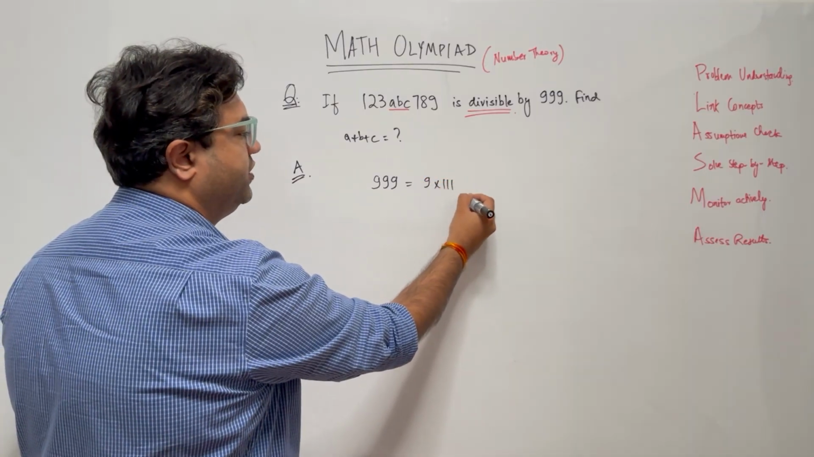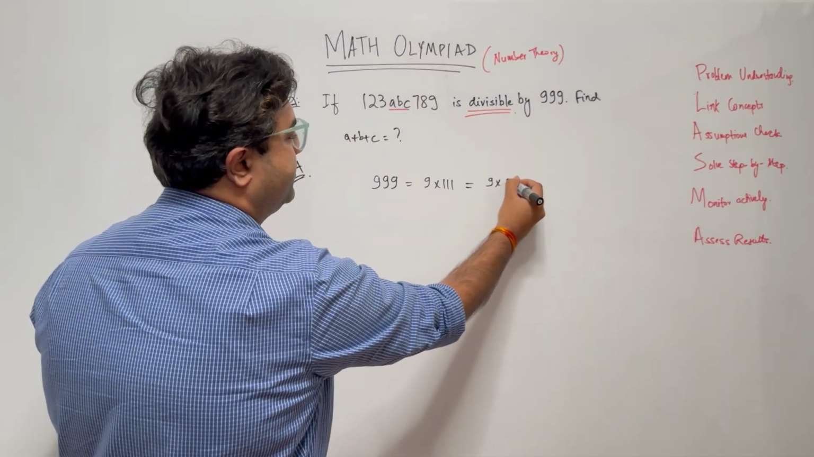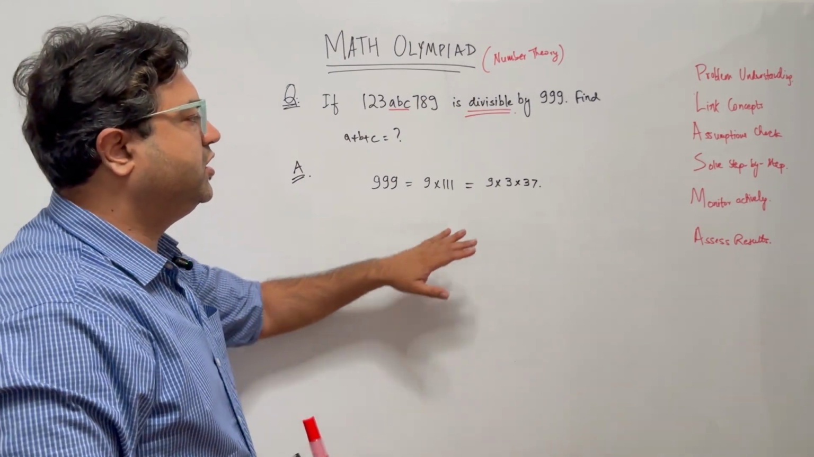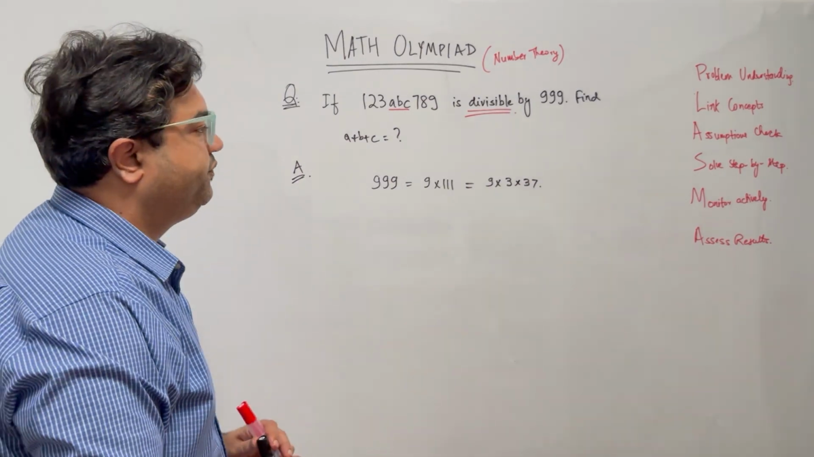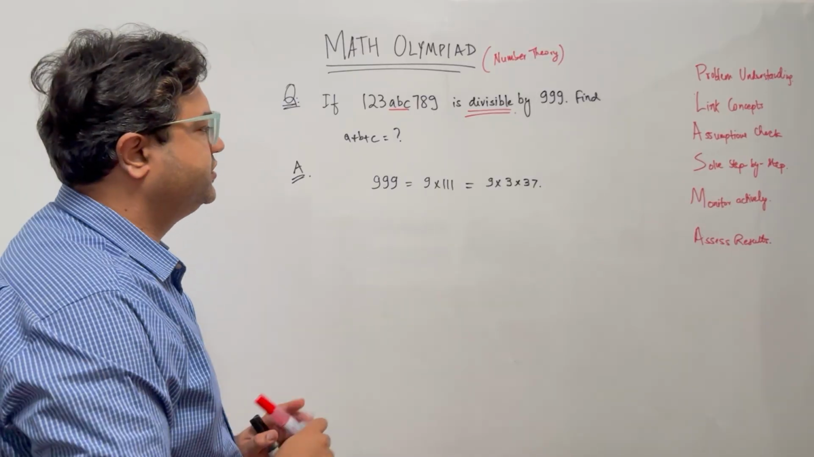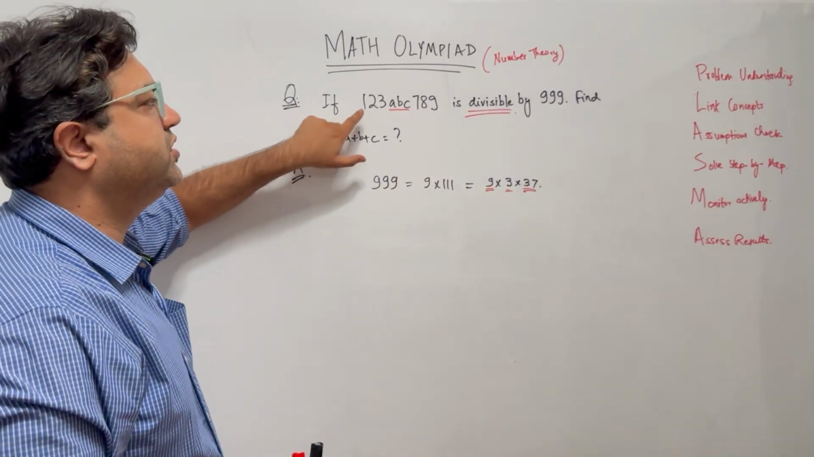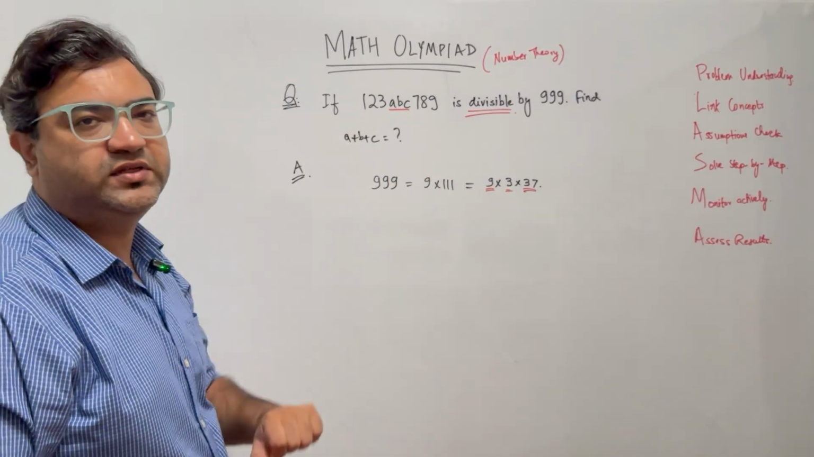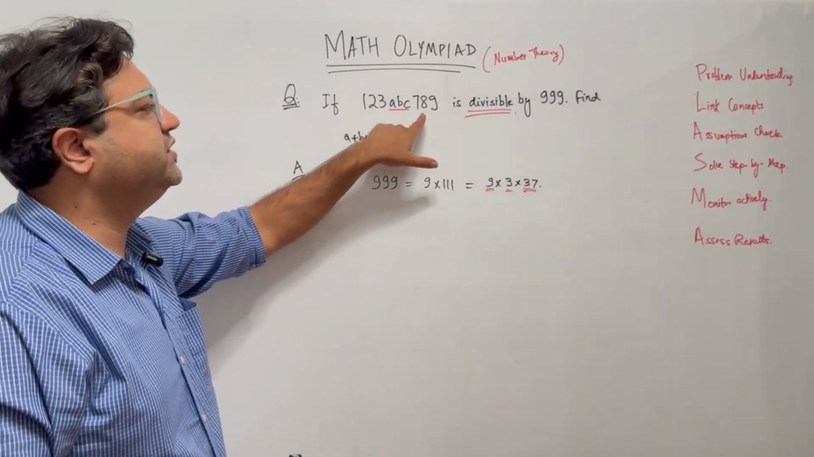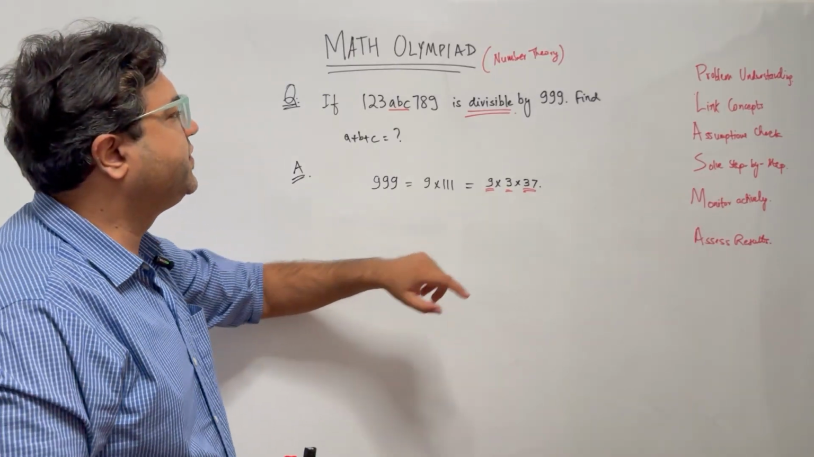Okay. So 999 can be factored into 9 times 111. This 111 is divisible by 3, which can be further factored into 3 times 37. So there are two ways to approach this. What number is divisible by 9? When the sum of each of the individual digits is divisible by 9. Which number is divisible by 3? Again, when the sum of the digits is divisible by 3. And which number is divisible by 37?